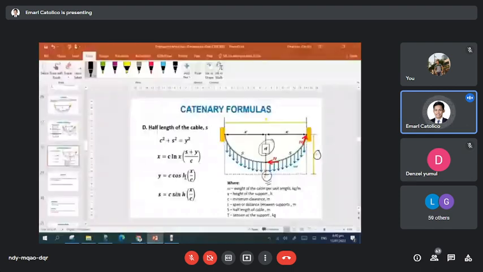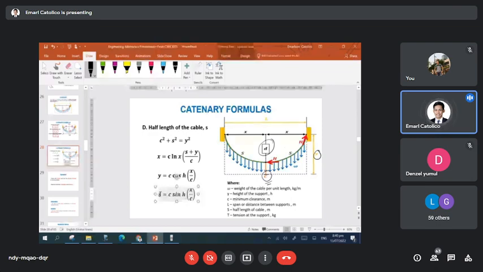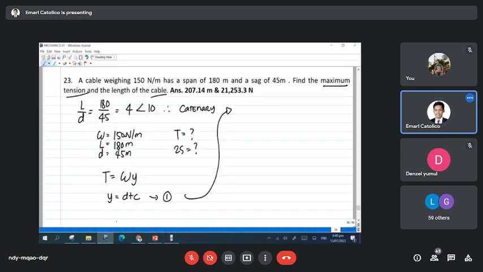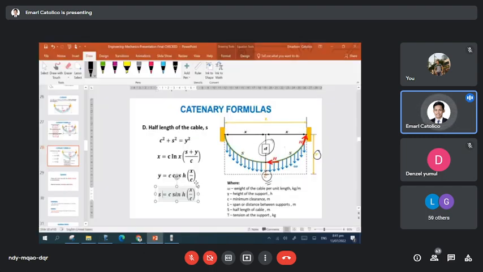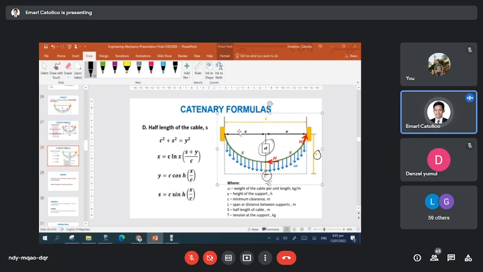Okay, check natin. Saan pwedeng makuha si C? Siguro dito sa S. Pero wala ka ng S, ano? So, siguro gawa ulit tayo ng another equation. Now, S is equals to C sine hyperbolic of x over C. So yung x based dito sa diagram, x is the half length of your span, ano? So kung given yung L, i-divide mo lang ng 2, makukuha mo si x.